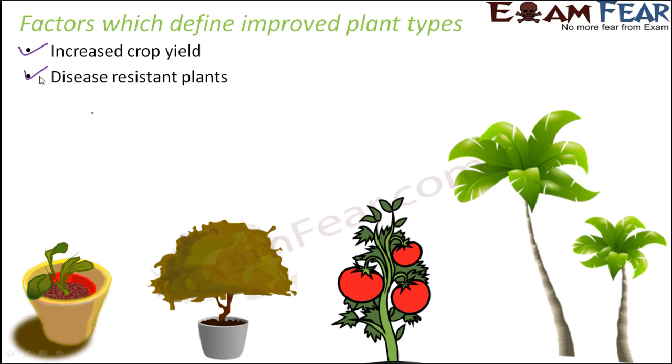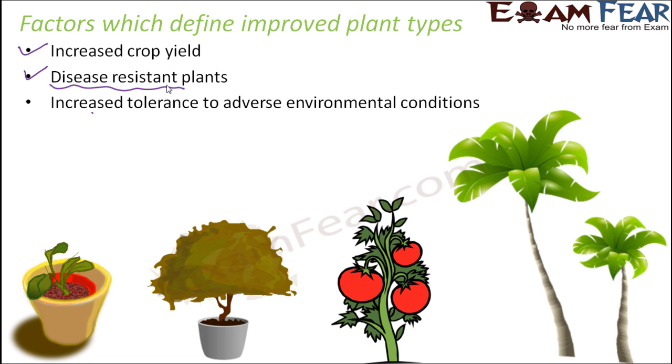Disease resistant plants. Now, when we say disease resistance, the plant should have resistance against the pathogens, that is the disease causing microorganisms. It should also have high tolerance or resistance for the insect pests so that they cannot spoil them, because a lot of plants get destroyed by the pathogens or diseases, and that is why it is very important that an improved plant type should be disease resistant.